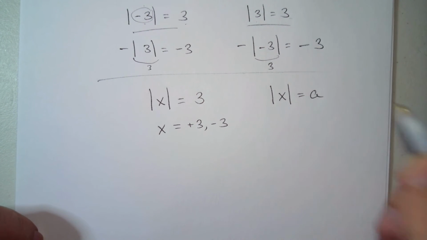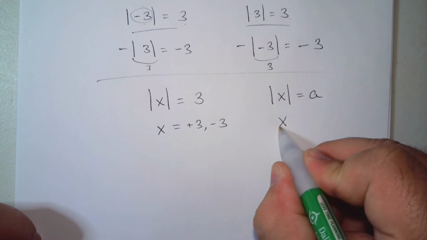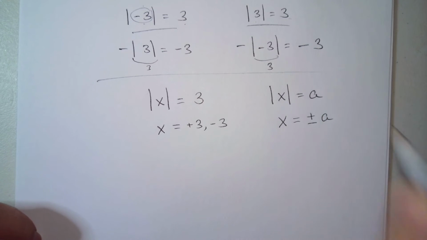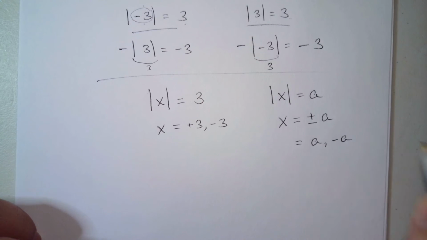Absolute value of x equals some number a. When I drop the absolute values, I put a plus or minus in front of the answer. Because what that means is it's a or -a.